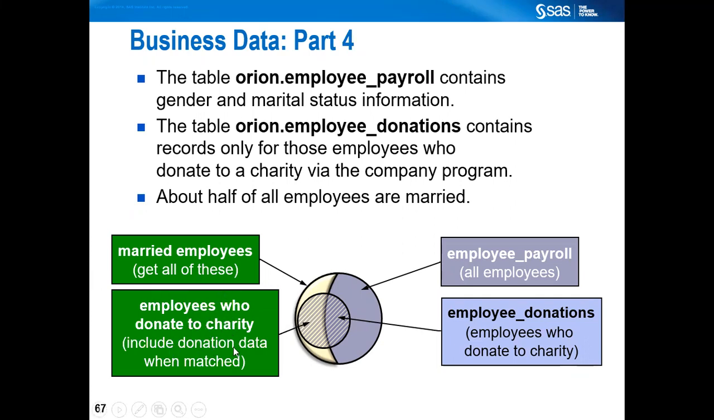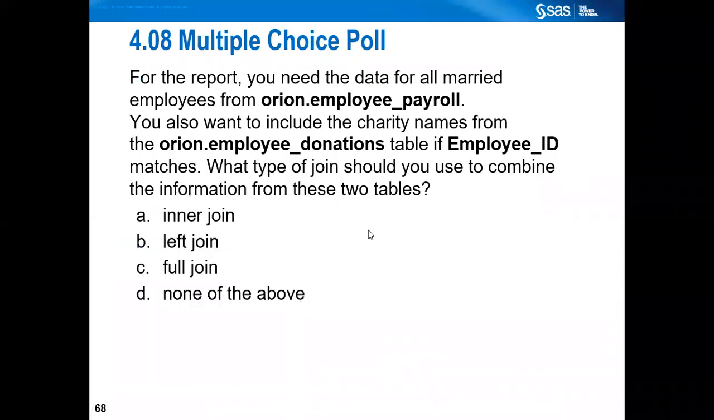All right. So married employees get all this. Employees who donate to charities, the donation data will be matched. Whereas this is an employee payroll. These are employee donations who donate to charity. So answer this poll. For the report, you need the data for all married employees from Orion.employee payroll. You also want to include the charity names from the Orion.employee donations table. If employee ID matches, what type of join should you use to combine the information from these two tables? Left, right, full, inner, none of the above.